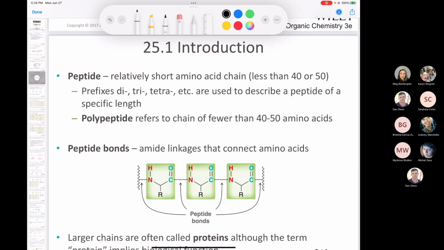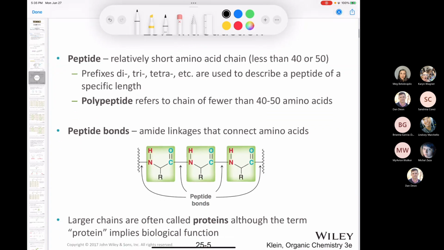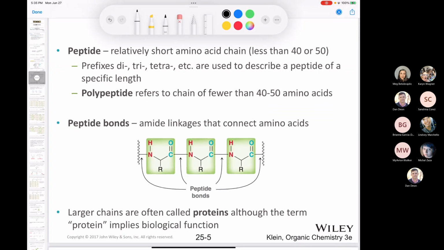Whereas a polypeptide describes a chain of more than 40 to 50 amino acids. So we can have a peptide, relatively short chain, and then we can have a polypeptide, so that can be a little bit bigger. And if you're wondering, what holds these peptides together? Well, this is something that's going to come up over and over in this chapter. What holds amino acids together in a peptide, protein, or enzyme are amide bonds.